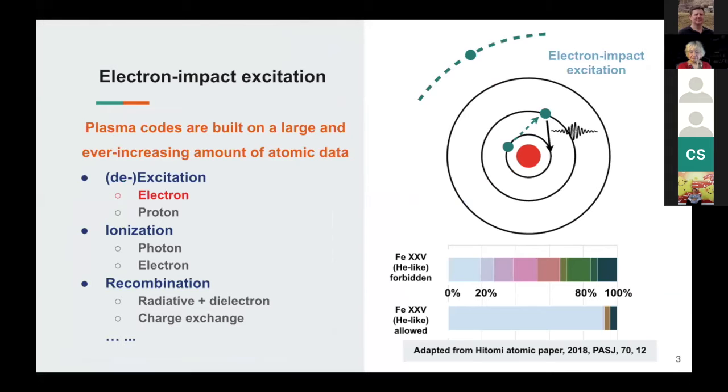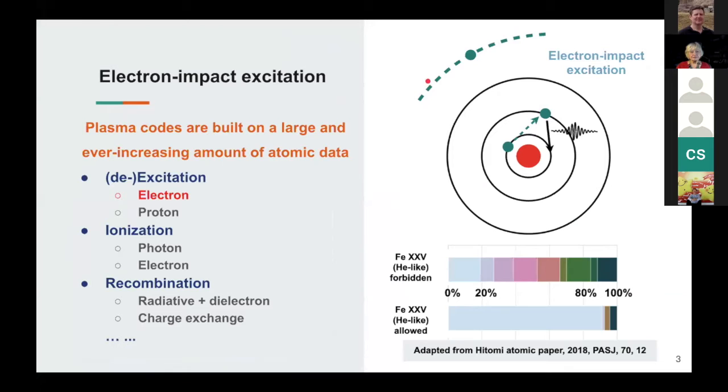Whether you realize it or not, all the plasma codes are built on a large and ever-increasing amount of atomic data of all kinds of atomic processes, including excitation, de-excitation, ionization, recombination, etc. And this talk will be limited to electron-impact excitation.